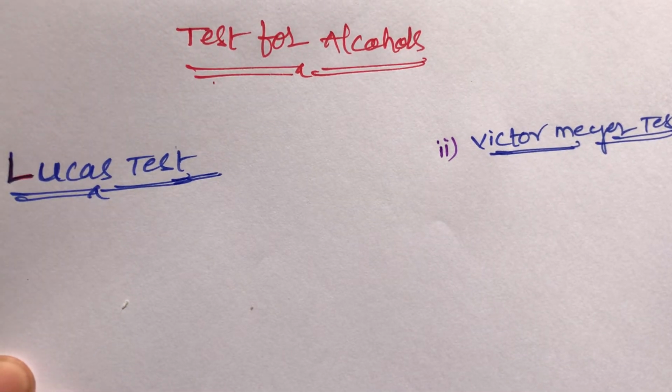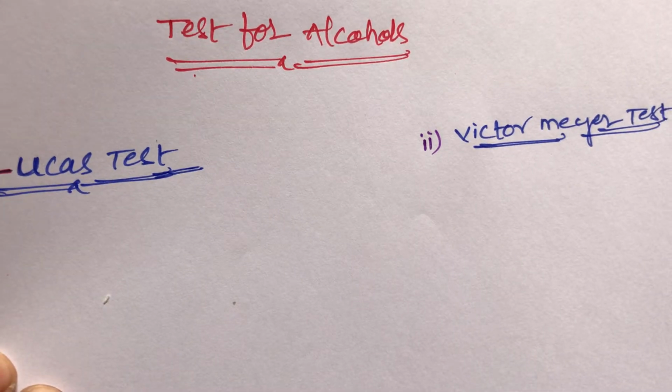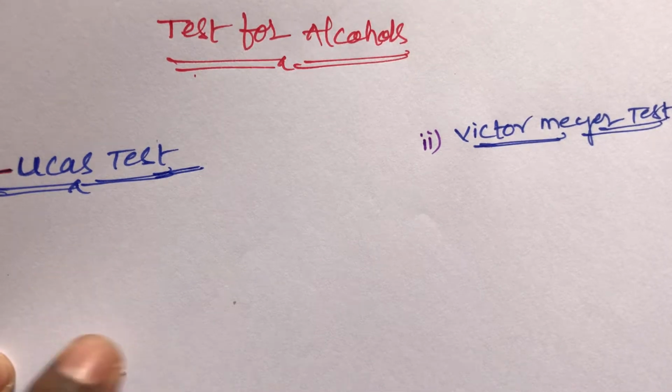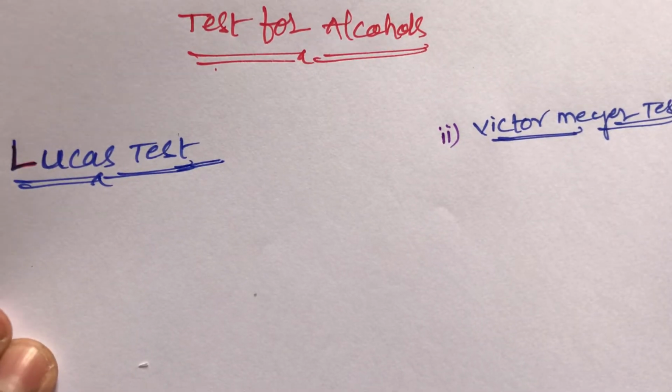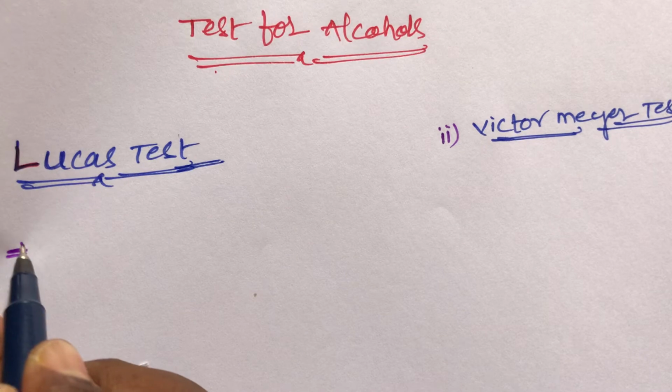The Lucas test is used for identification of primary alcohols, secondary alcohols, and tertiary alcohols, and the Victor Meyer test is also used for identification of primary, secondary, and tertiary alcohols. So first of all, what is Lucas reagent? It is very important.